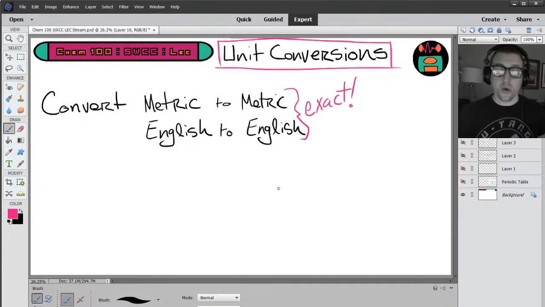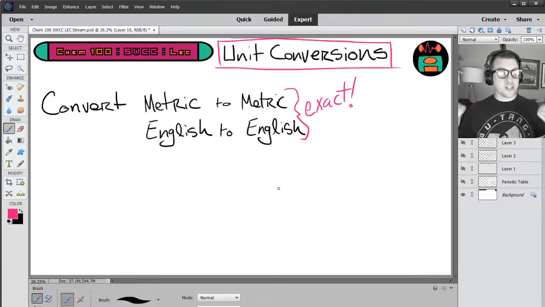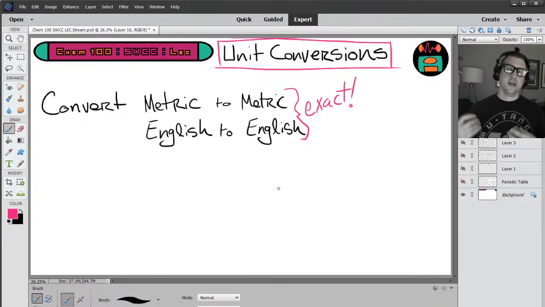The reason why we call these conversions exact is because they're not measured, they're defined. 1 foot is defined as 12 inches. It's not measured, the definition of a foot is it has 12 inches. 1 meter is defined as having 100 centimeters. Again, you don't have to measure them, it's by definition.